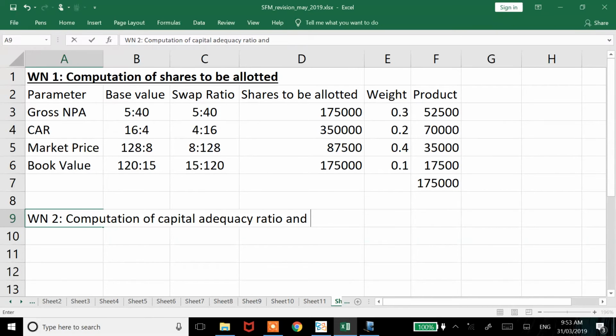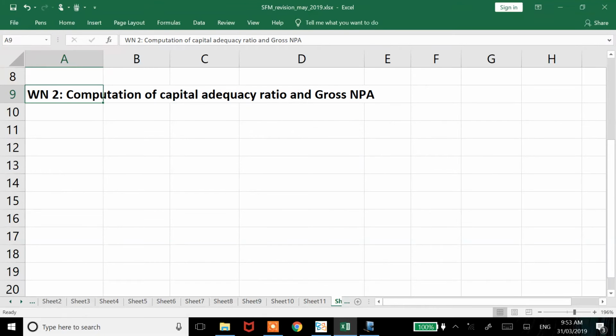Capital adequacy ratio and gross NPA. I know the capital adequacy ratio for two individual entities. Somewhere I have to technically take something called a weighted average. It's technically a weighted average.